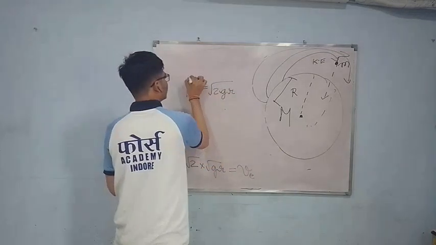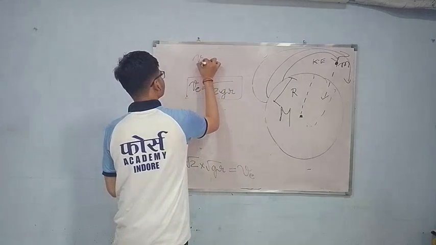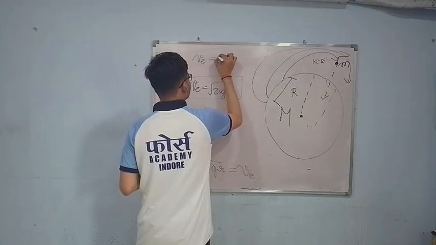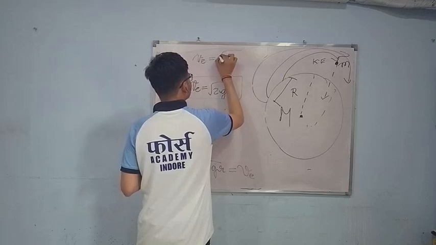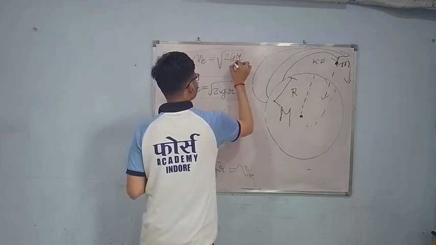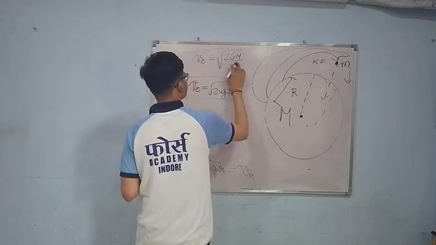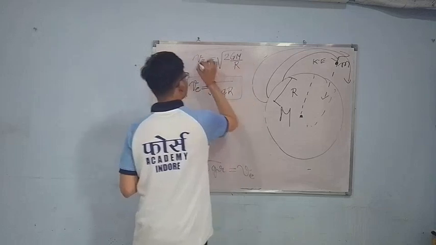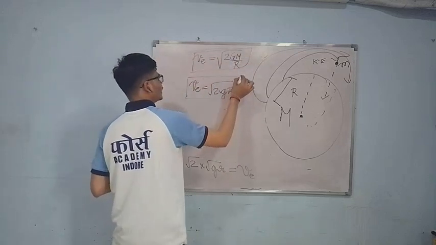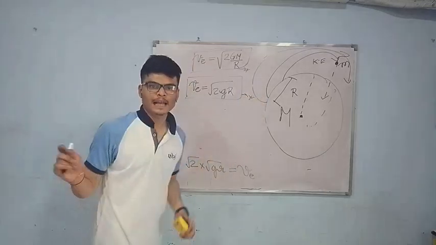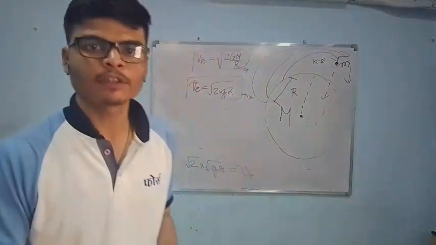That's the next expression. The first expression, from equation number 3, was root of 2GM by R. Both these equations are very helpful in calculating the escape velocity of Earth.